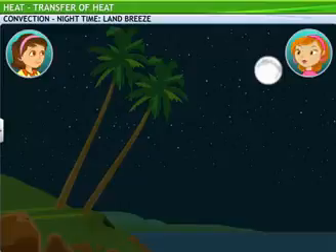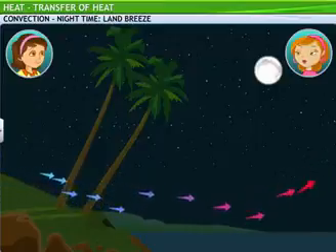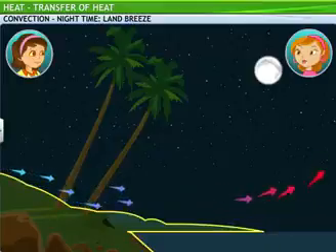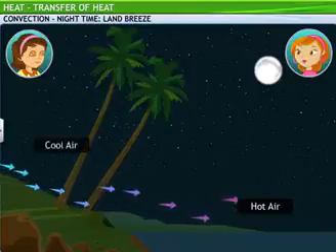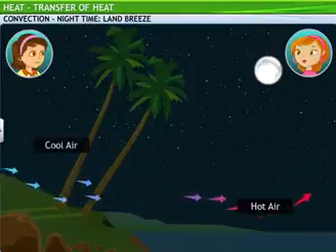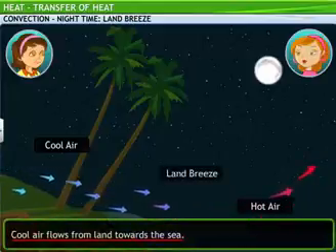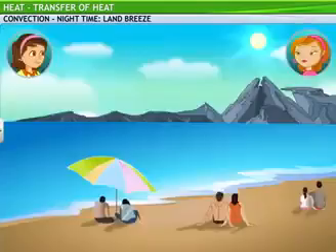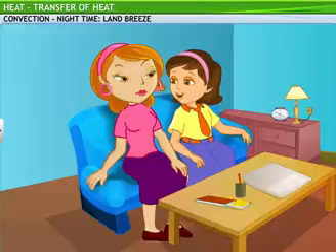So, the land at the shore cools down faster, resulting in the cooling of the air above the shore. Thus, the air above the sea at this point is comparatively warmer than the air above the land. As the hot air over the sea rises, cool air from the land rushes into the sea to take its place. The cool air that flows from land towards sea is called land breeze. Oh, so due to convection, the atmosphere at the seashore always remains pleasant. I'm in the holiday mood again.